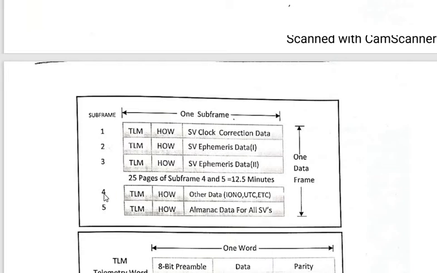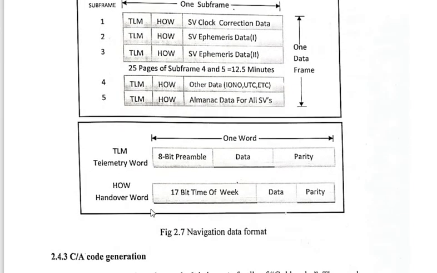Then you have subframes 4 and 5, which contain all the other information, like the health of your satellite, UTC timing, and the almanac of your satellite vehicles, everything. This repeats 25 times, so it takes a total of 12.5 minutes to send the whole data frame. This is how the navigation data frame works. The navigation data consists of all these 5 subframes.